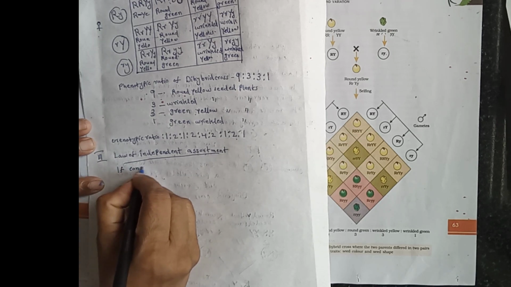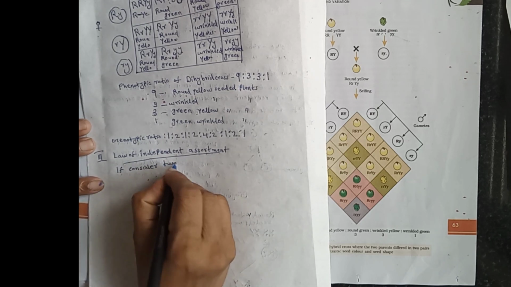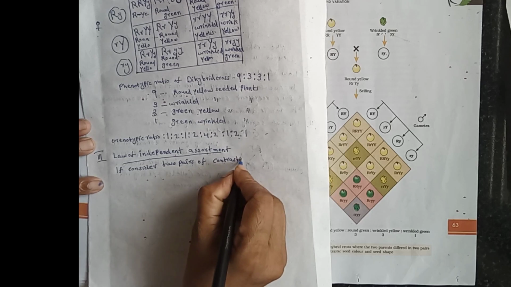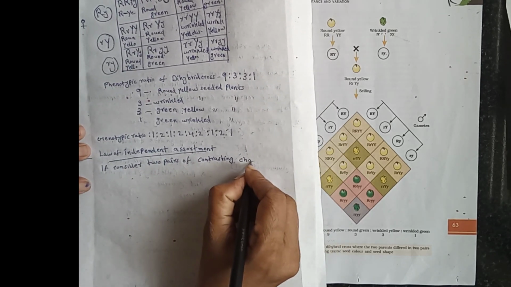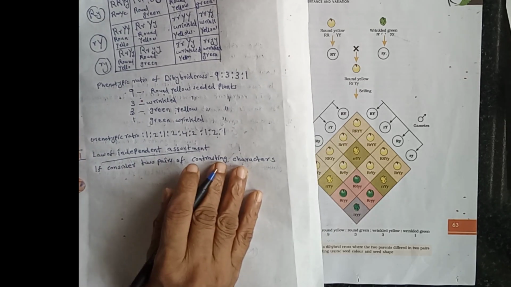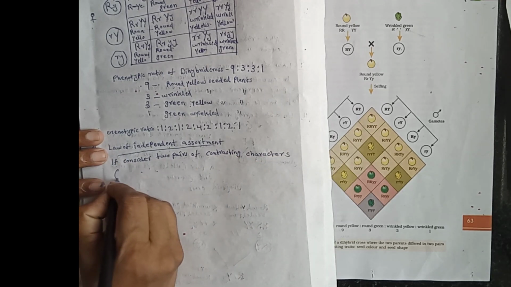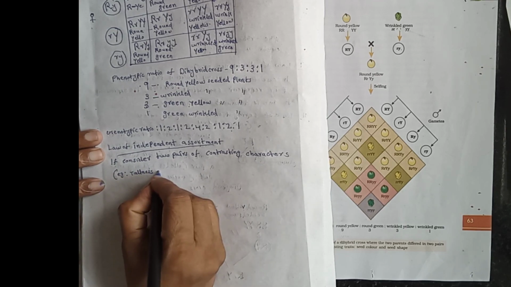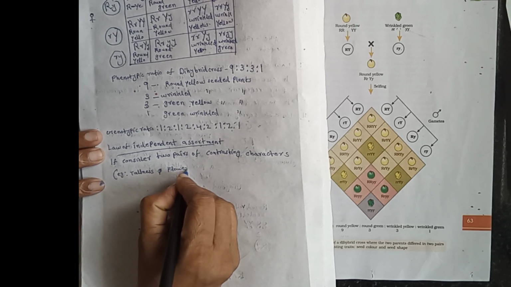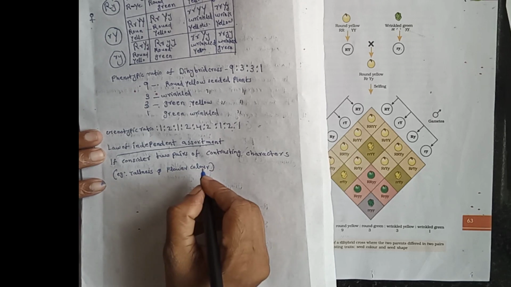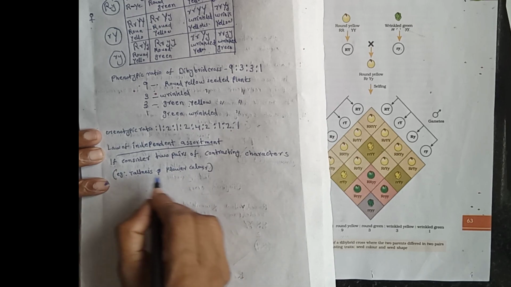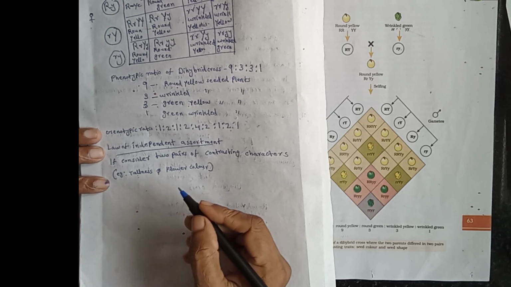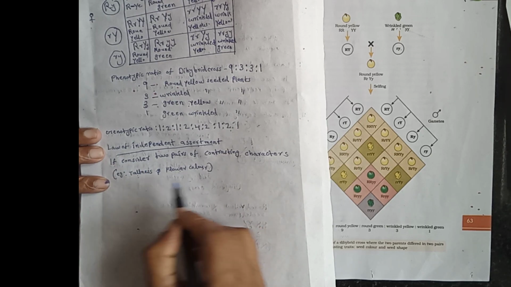If we consider 2 pairs of contrasting characters, for example tallness of plant and flower color, genes for any type of mixing, that is, the genes for tallness never mix with the genes for flower color.